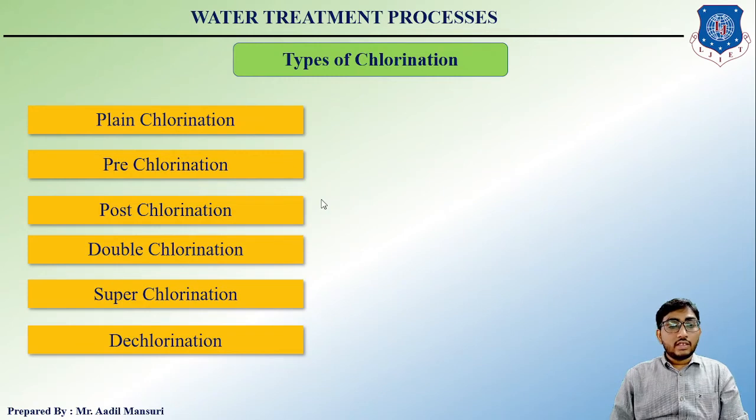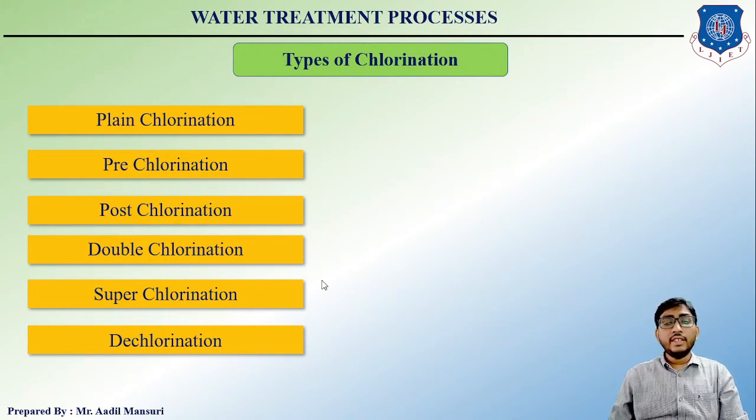Okay, then comes the double chlorination. The term double chlorination is used to indicate that the water has been chlorinated twice. Pre-chlorination and post-chlorination are generally used in double chlorination. Post-chlorination, however, is generally used, while pre-chlorination is used when the water is highly turbid and contaminated.